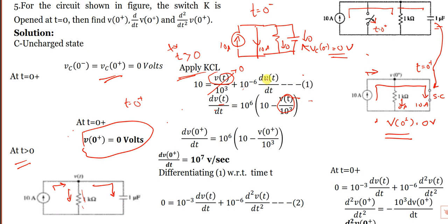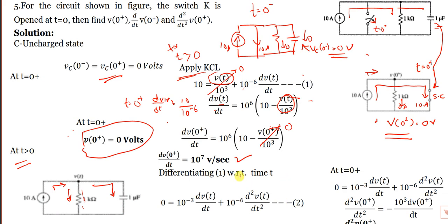Okay. Then dV by dt is equal to this, you have to bring it to the denominator. So dV by dt at 0 plus is equal to 10 divided by 10 power minus 6. 10 power minus 6, if you bring it to the numerator, it becomes plus 6. 10 power 6 into 10 is equal to 10 power 7.